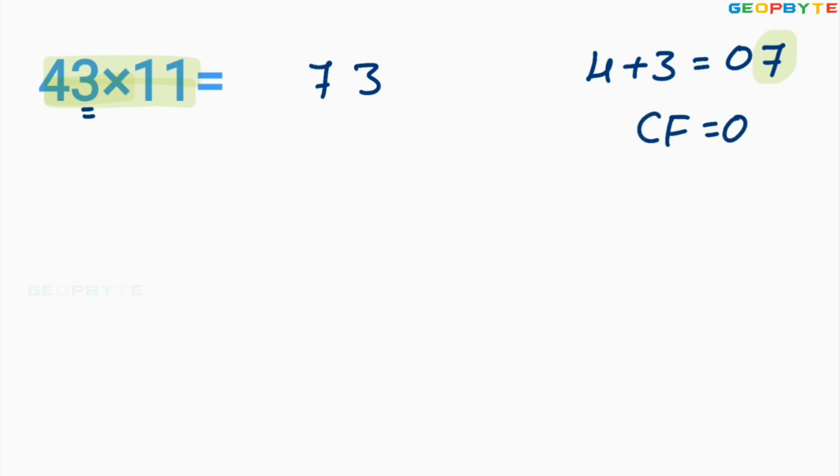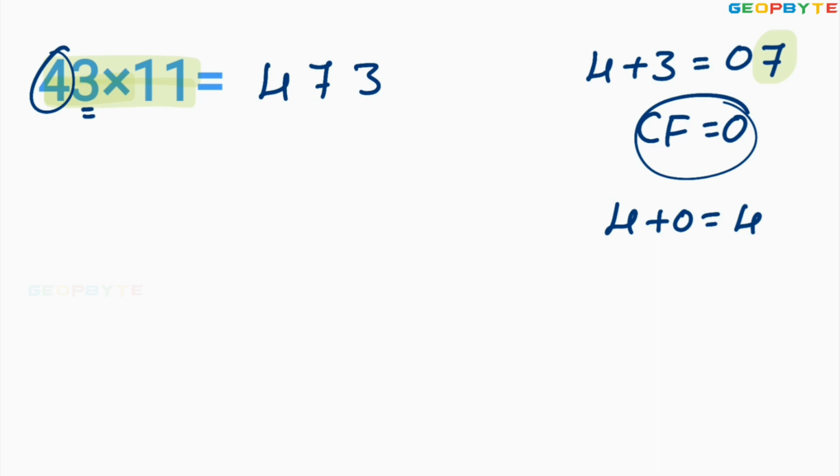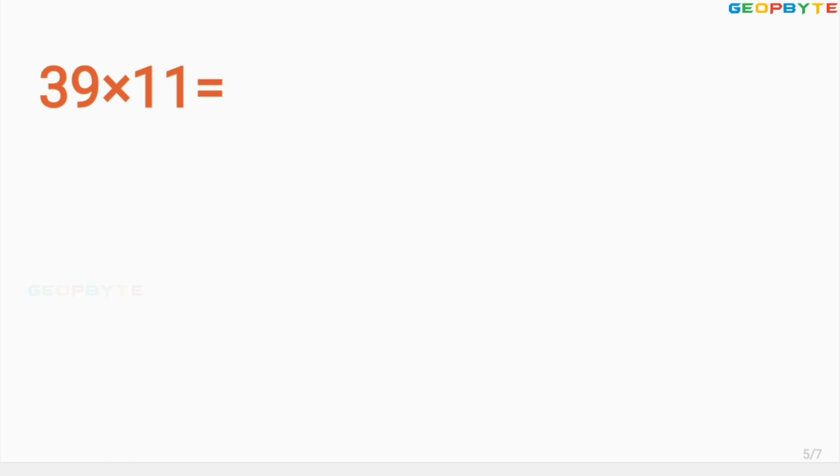Look at the next one. 43 into 11. You write this 3 as it is. 4 plus 3 equal to 7, but write in terms of 2 digits. You take this 7 to write here. Here the carry forward is 0. Then you add this carry forward for the 4. 4 plus 0 equal to 4. 473 will be the value of 43 into 11. Are we not getting the answer within 3 seconds? Absolutely you are getting.